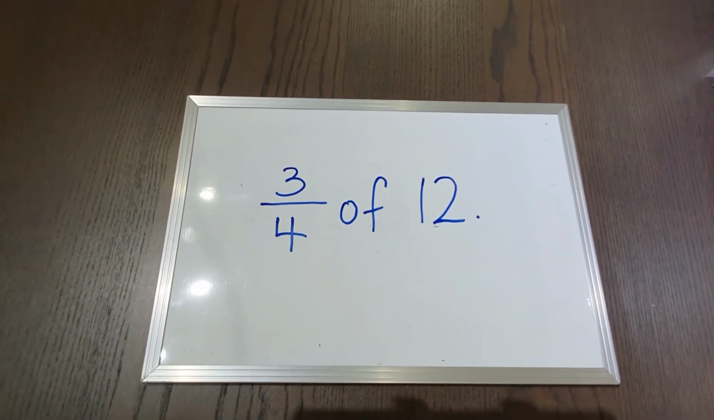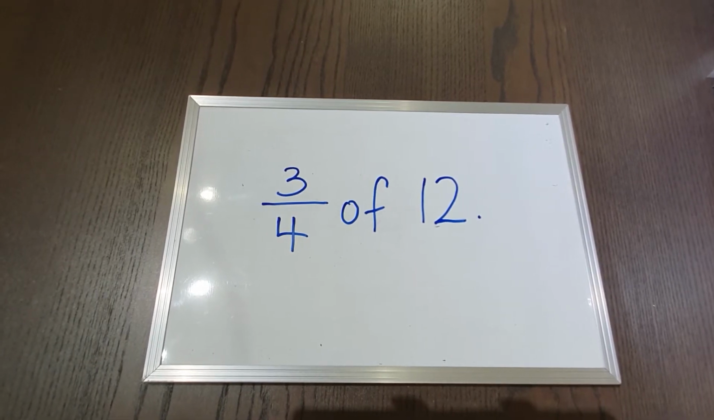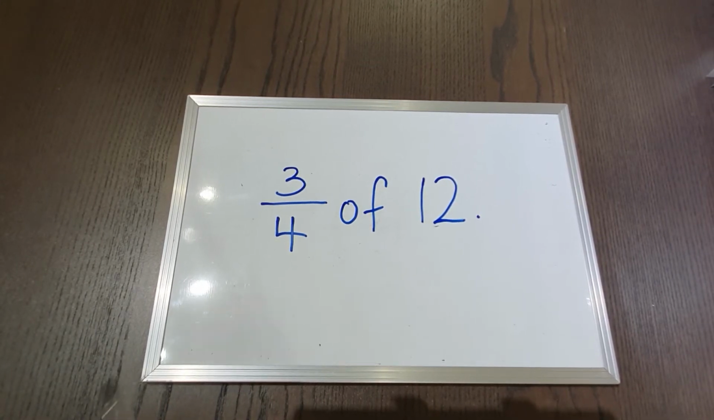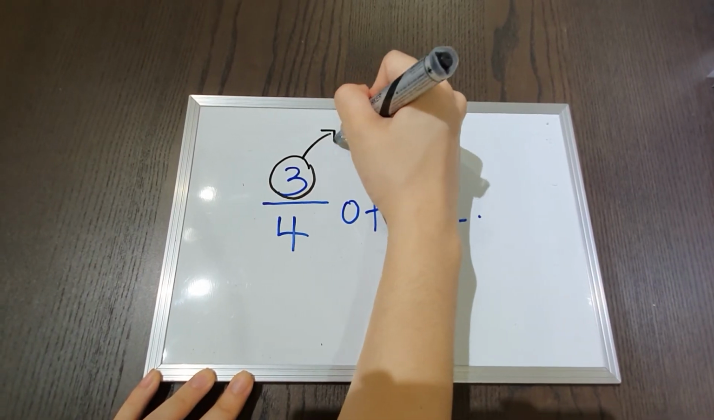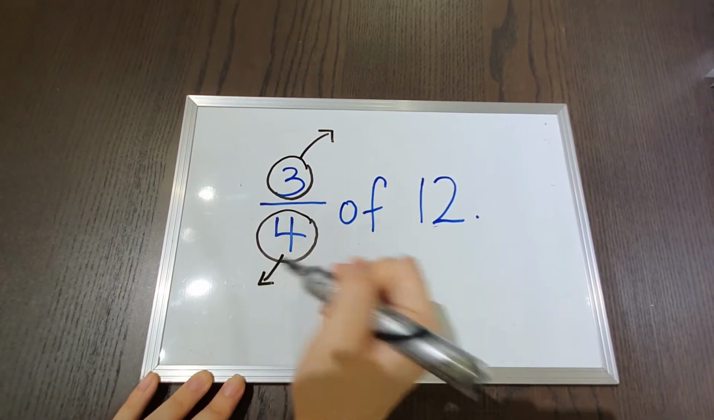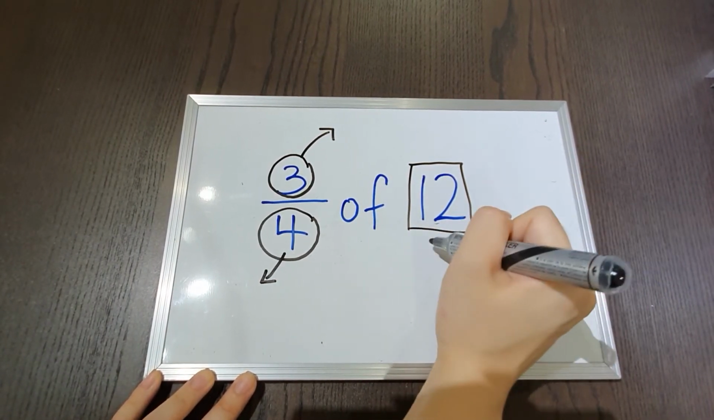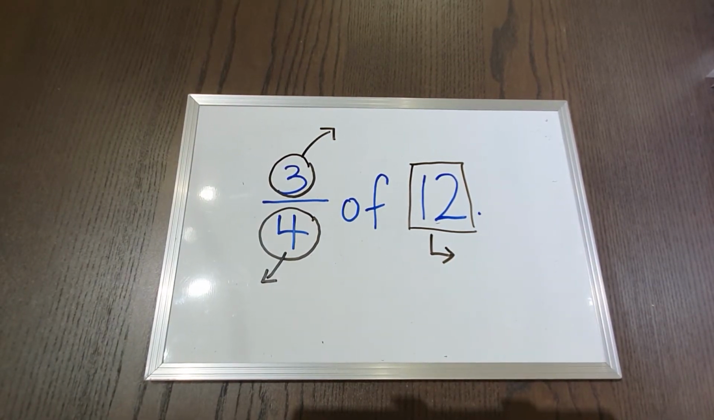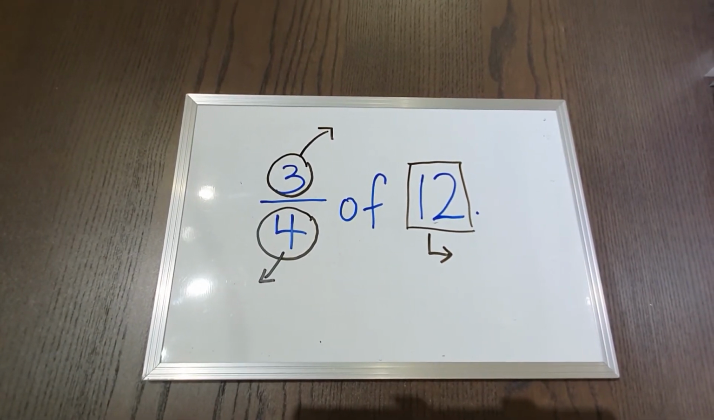Now, let's take a look at what I've just written here: 3 out of 4 of 12. Looking at this phrase, can you pause and think? What does 3 represent? What does 4 in the denominator mean to you? And what about 12 here? You can pause the video for 10 seconds and think about this. Hopefully you spent some time thinking about this.